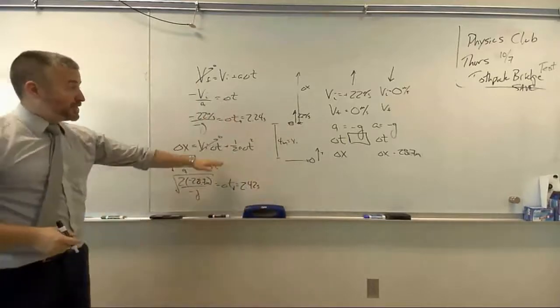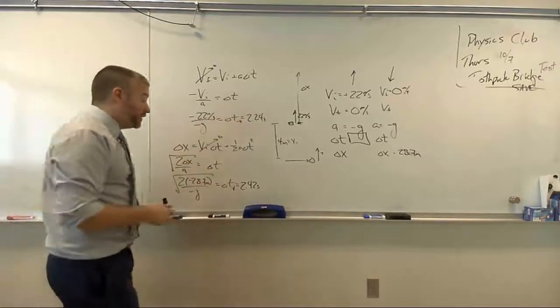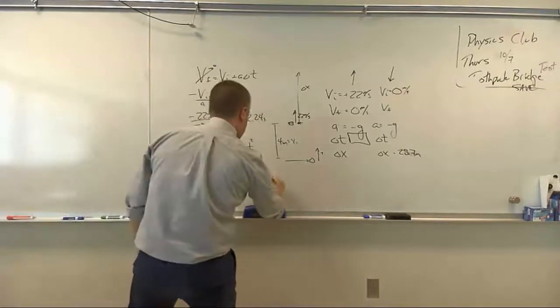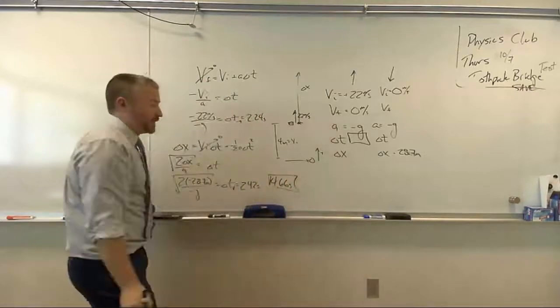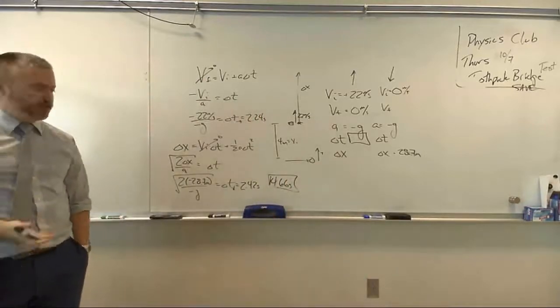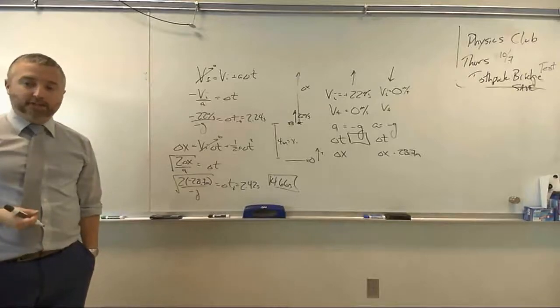Now the total time is not this one, it's not that one. It asked for the total time, so I'm going to add them together. So the total time it would take to fall is 4.66 seconds is how long it took to hit the ground. The first one I think was 4.48 seconds to come back to the hand.